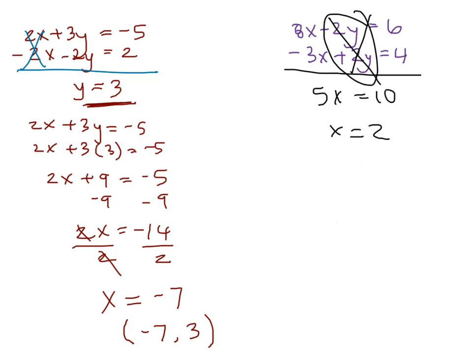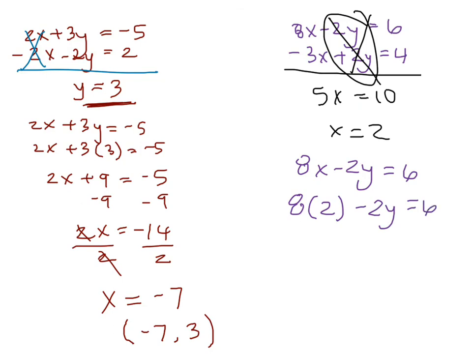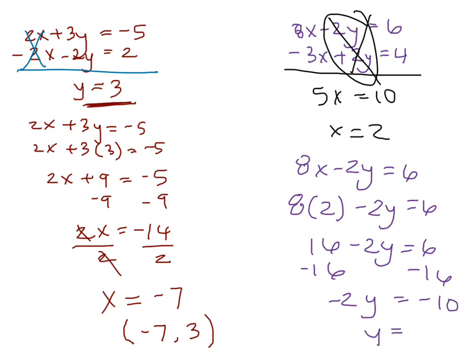Now let's substitute it the right way. 8x minus 2y equals 6. 8 times 2 minus 2y equals 6 gives me 16 minus 2y equals 6. We subtract our 16 and find out that negative 2y equals negative 10. And when we divide, we find out y equals positive 5. So my solution is a positive 2 and a positive 5.